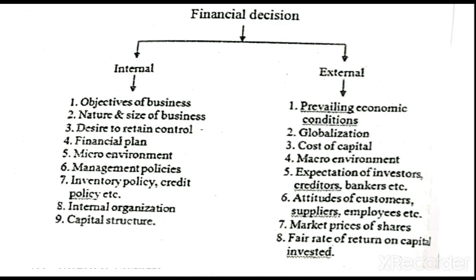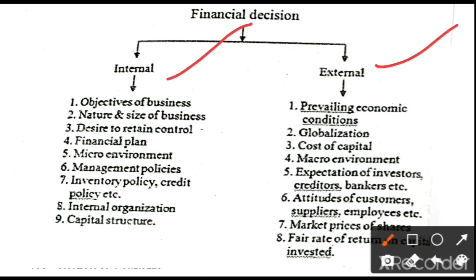We will start with the two types of factors: one is internal and the other is external. There are nearly 8 to 9 internal factors and nearly 8 external factors. Today we will deal only with internal factors. Those are objective of business, nature and size of the business, desire to retain control, financial planning, micro environment, management policy, inventory policy, credit policies, and so on, internal organization and capital structure. These are the internal factors influencing the financial manager.